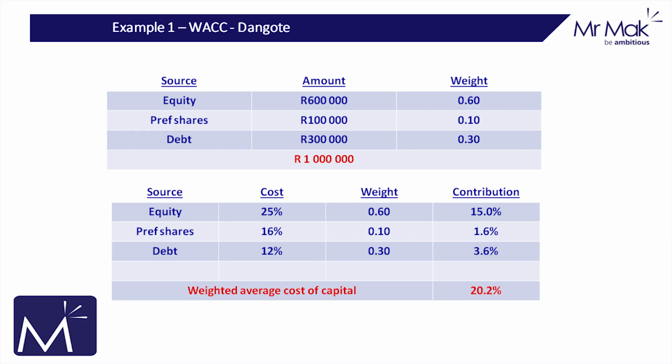If you add all the contributions up, we have calculated that Dangote Limited has a weighted average cost of capital of 20.2%. Now, most companies will use this weighted average cost of capital as the basis of the discount rate they apply to ventures or projects they are considering doing.